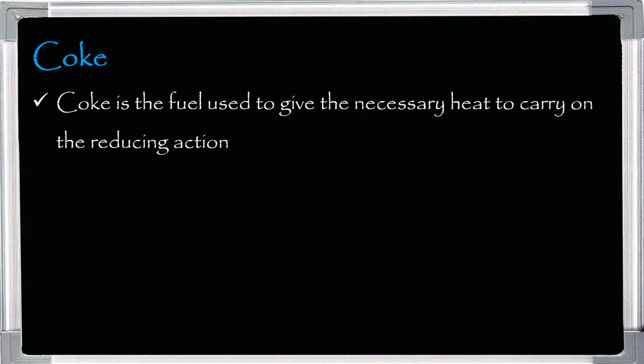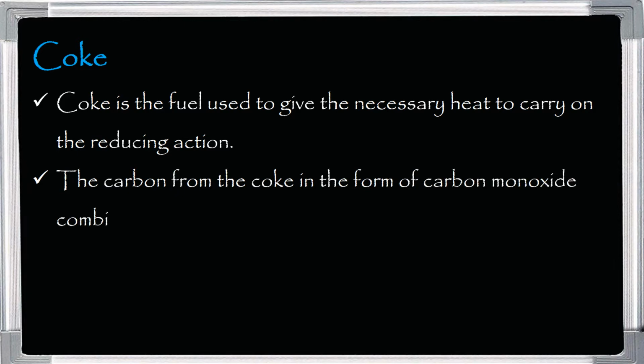Coke. Coke is the fuel used to give the necessary heat to carry on the reducing action. The carbon from the coke in the form of carbon monoxide combines with the iron ore to reduce it to iron.